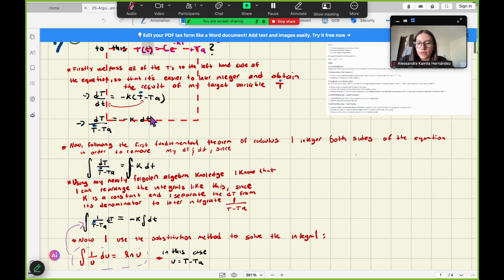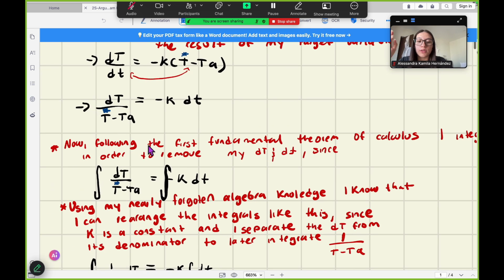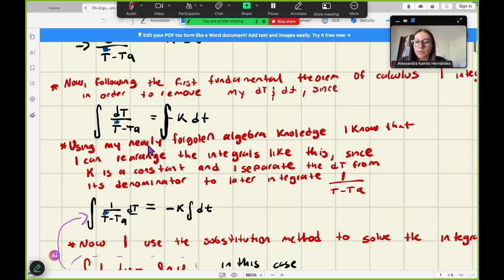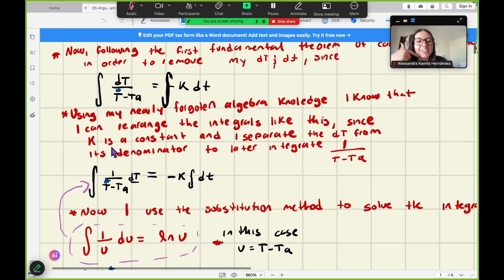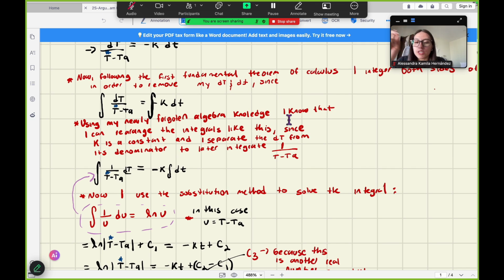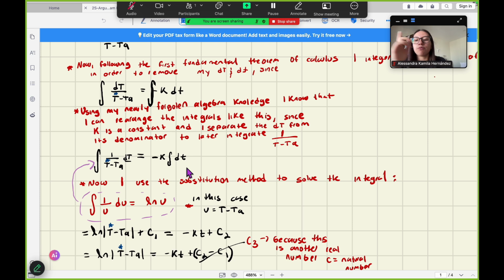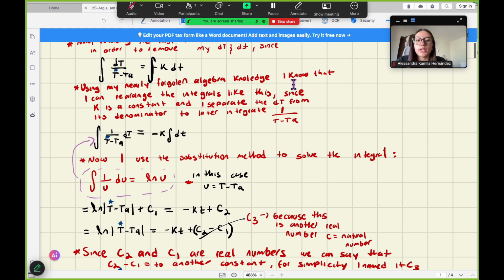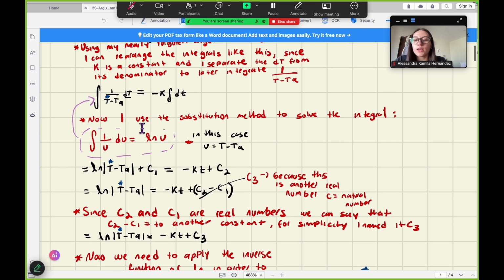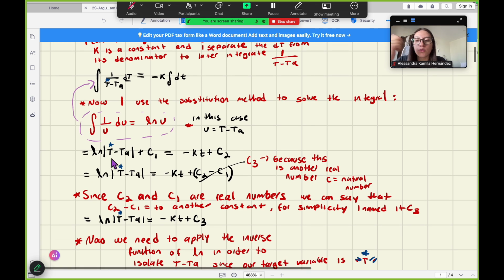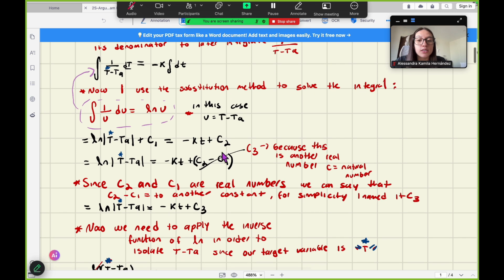Now, following the first fundamental theorem of calculus, I integrate both sides of the equation in order to remove the delta of temperatures and the delta of time. Using my nearly forgotten algebra knowledge, I know that I can rearrange the integrals like this, since k is a constant, and I separate dt from its denominator to later integrate only 1 over t minus ta. So using the substitution method and this rule, I get a natural logarithm of t minus ta plus a constant, minus k times the integral of dt, that is t, plus another constant.